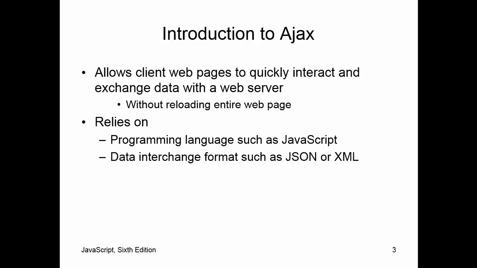So Ajax allows, as it says, client web pages to quickly interact and exchange data by not reloading the entire page, but by using what's typically referred to as a partial page refresh. It's not a new concept. It's actually about 20 years old. All right. It relies on a programming language like JavaScript, and it relies on data being exchanged in a format like either JSON or XML.